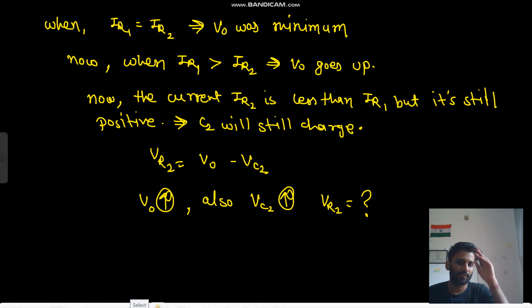Your V0 is going up, right? Here I have explained V0 goes up. So V0 is going up, and also if the current is positive, that means the capacitor C2 is getting charged. That means your VC2 is going up. V0 is going up, VC2 is going up. Now what about VR2? We will see it now.